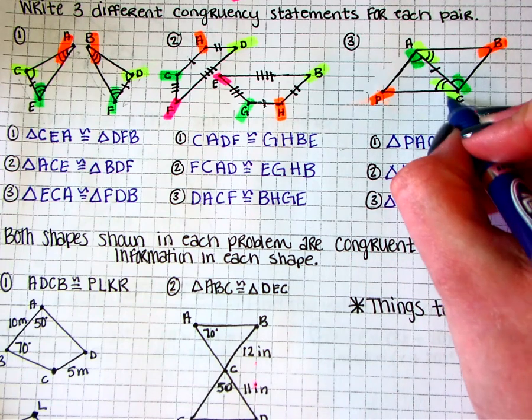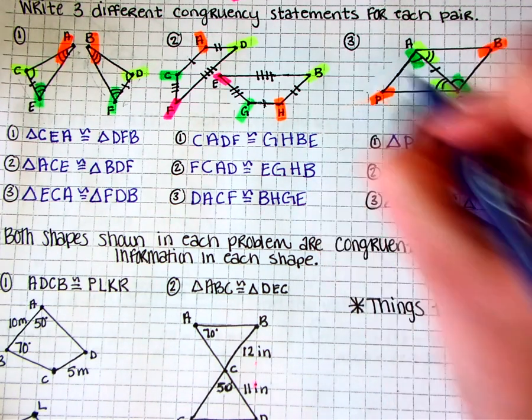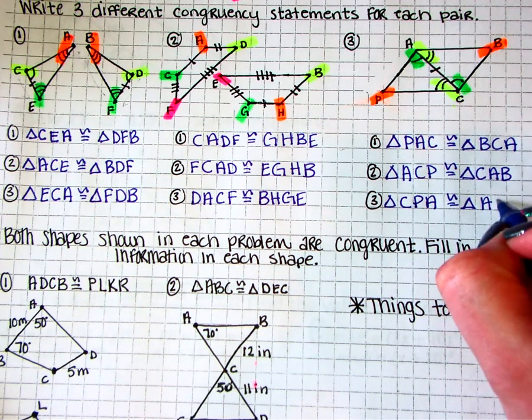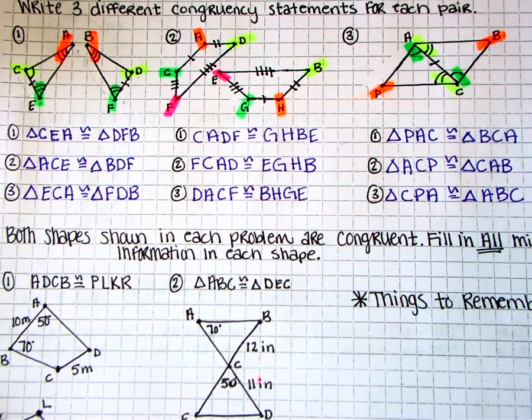All right, for our last one, let's start at C. CPA is congruent to yellow, orange, green. Triangle ABC. All right, in our next video, we'll continue.